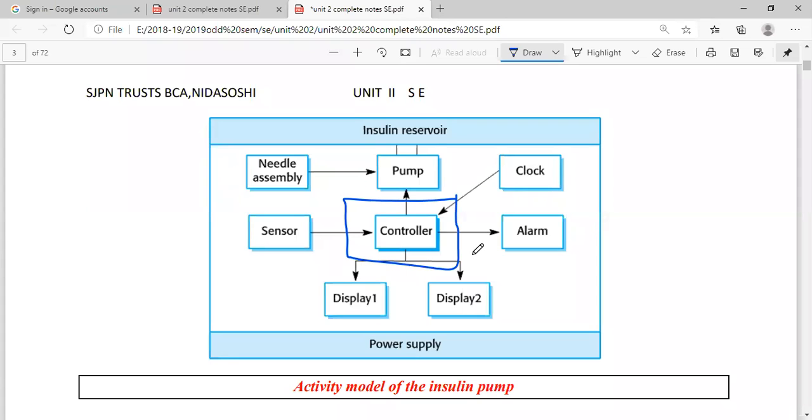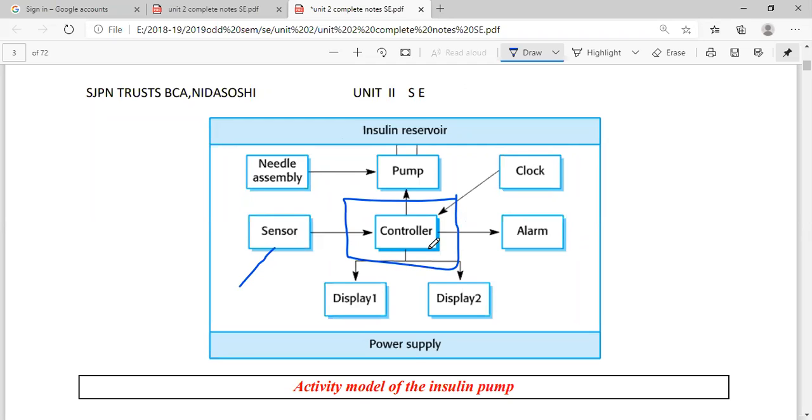Blood test. Yes, Ketan. First thing is that we need the blood sugar level, isn't it? We need to test the blood. So depending on that, see here, this sensor. Here the blood sugar level is tested.